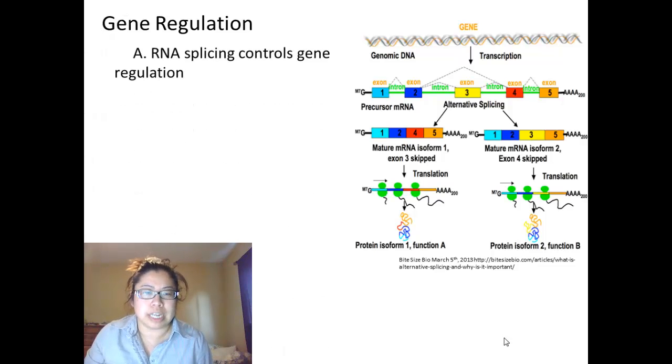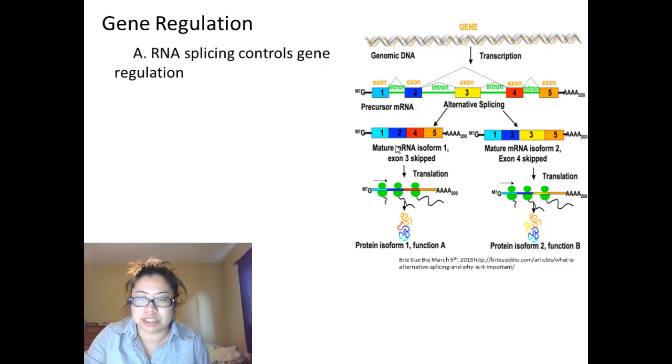What are the different ways in which gene regulation is controlled? One of them is that RNA splicing controls gene regulation. As a quick review, here we have a sequence of genes. This one has the M7G cap, and over here it has exons and introns. Remember, introns are the junk DNA that are excised out when it goes through splicing. The sequence in which the exons bind together will determine what kind of protein is made.